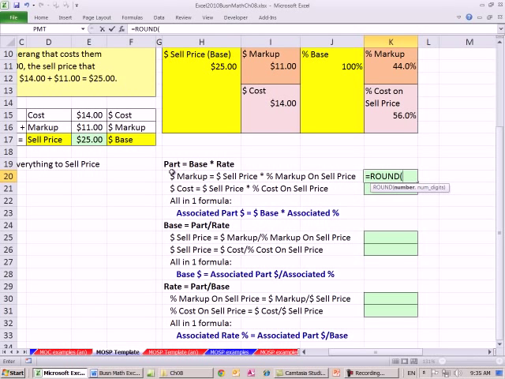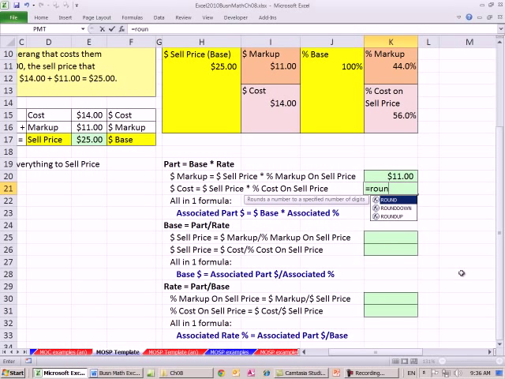We're calculating the dollar markup. Sell price, which is the base, times the percentage markup on sell price. Now I'm going to say, hey, I'm calculating the associated markup in dollars. So I'm going to use base times the associated rate, comma 2. Right, so 11. Now here I want to calculate the cost part in dollars. So this is the associated part.